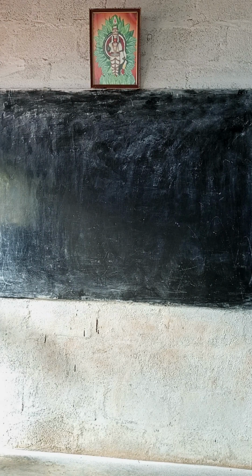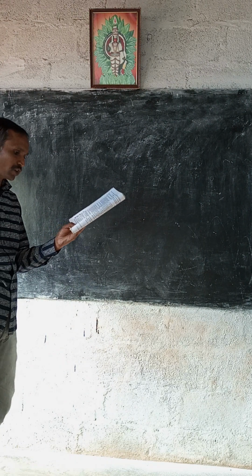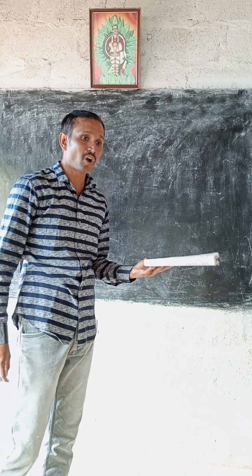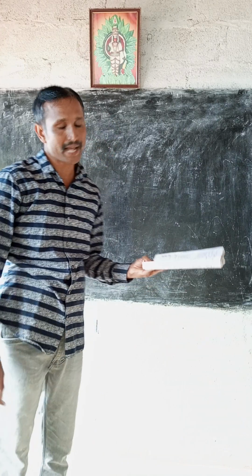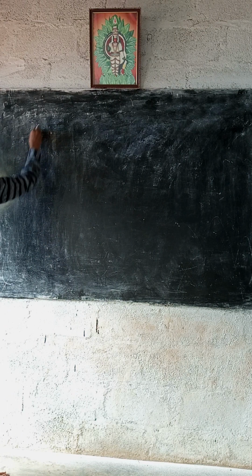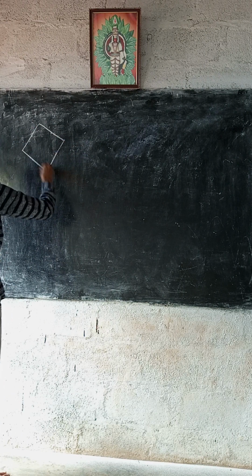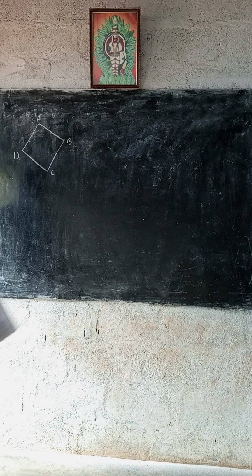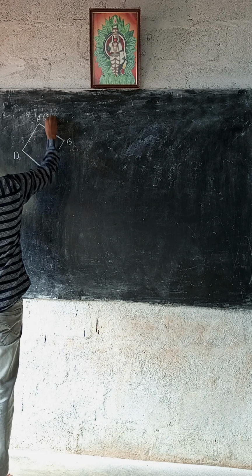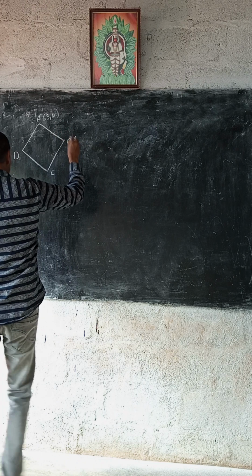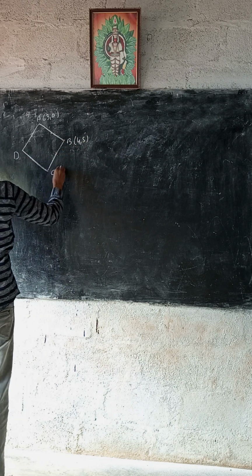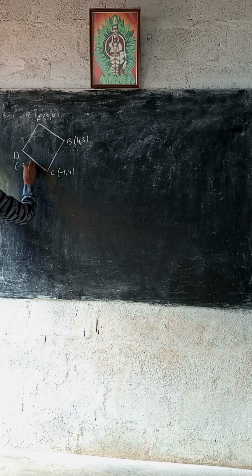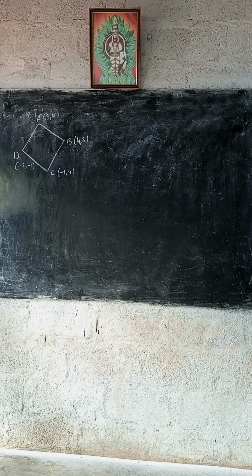Its vertices are (3, 0), (4, 5), (-1, 4), and (-2, -1), taken in order. And you know the area of a rhombus is half into diagonal 1 into diagonal 2. Suppose this is our rhombus: this is point A, this is B, this is C, and this is D. Now I am writing the coordinates: here (3, 0), here (4, 5), here (-1, 4), and here (-2, -1).